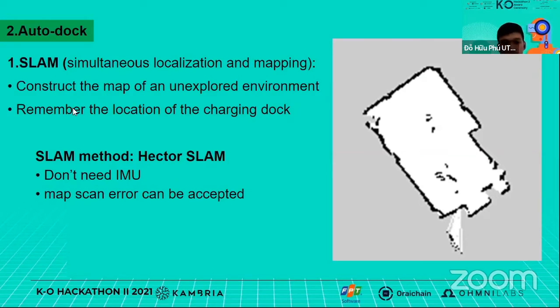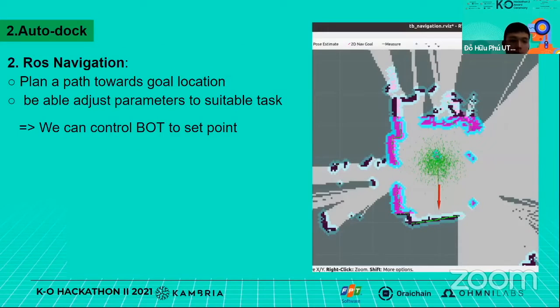We use the SLAM method Hector SLAM because it doesn't need an IMU to create a map, and the map scan error is acceptable, just a little. The second thing is ROS navigation. This method helps us plan a path towards goal locations, and we are able to adjust parameters for suitable tasks. This means we can adjust the safe zone, so for objects in the way we can avoid crashing, and we can control the robot to the safe point.